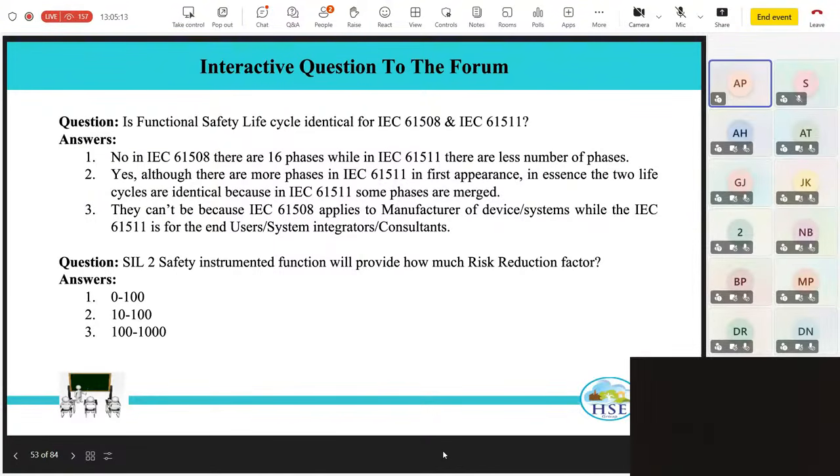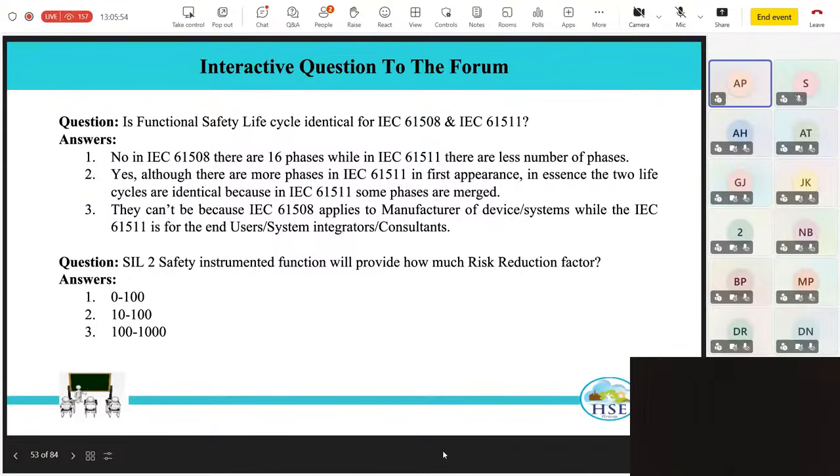Now for question 2, a C2 safety instrumented function will provide how much risk reduction factor? In that there were three options. The first option was to confuse you all, that is from 0 to 100. Now a C2 system has a risk reduction factor of 100 to 1000. That is a PFD average of 0.01 to 0.001, and the safety availability will be 1 minus that PFD average. Okay, so shall we move to part 3?